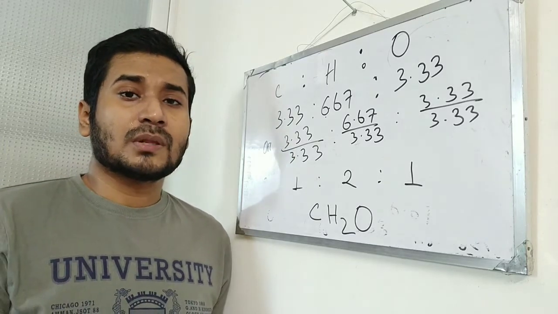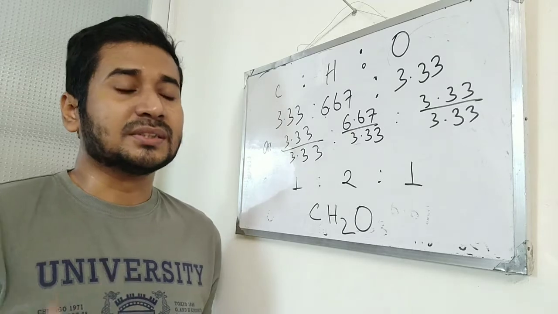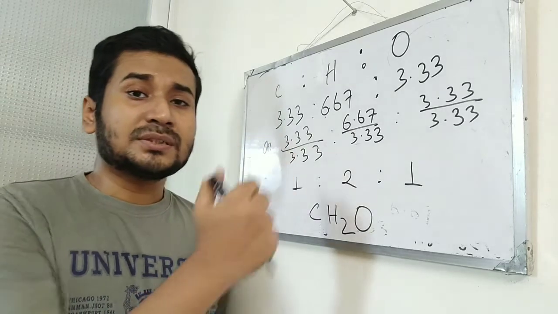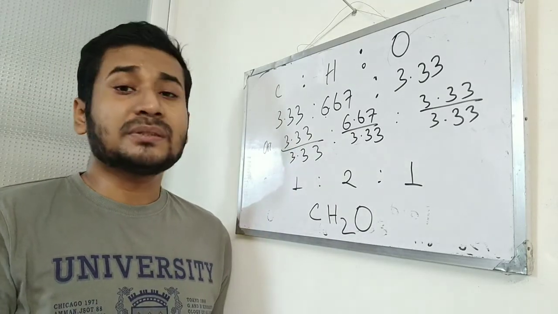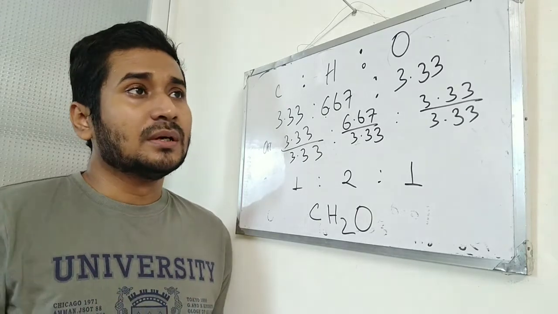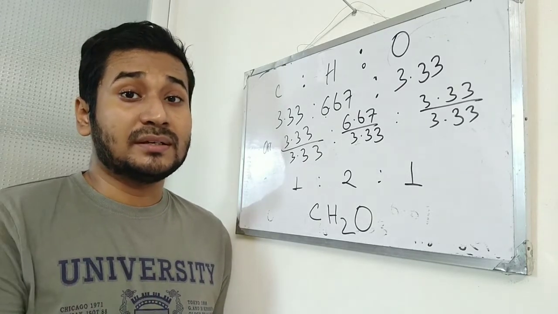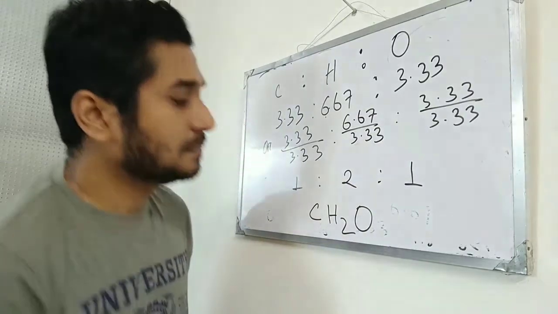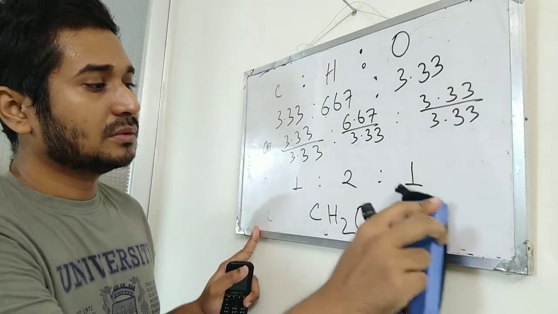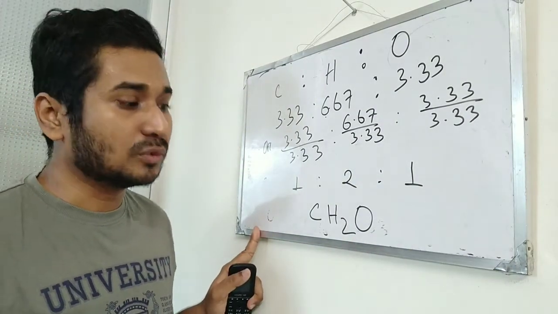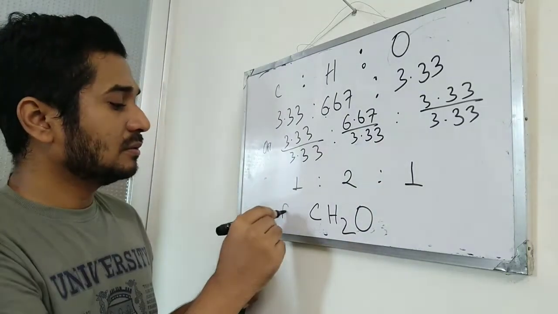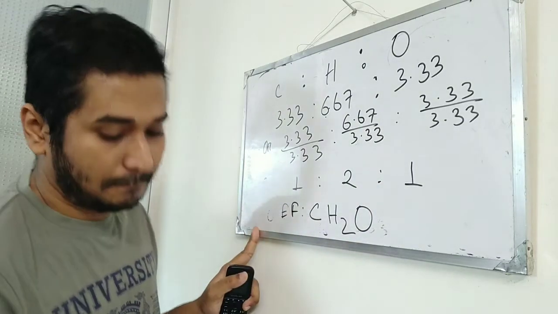the molecular mass of glucose is 180 grams and the supplied vapor density of this compound is 30. Then how can you get the molecular mass? CH2O, this is the empirical formula.